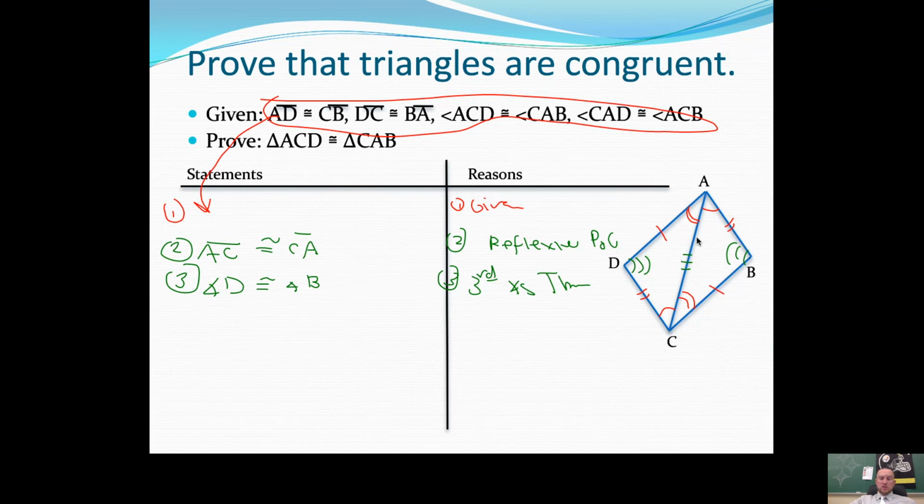Now, if you look at your picture at this point, you have six pairs of congruent parts marked. That means that the two triangles are congruent. So triangle ACD is congruent to triangle CAB. And that's your definition of congruent triangles.